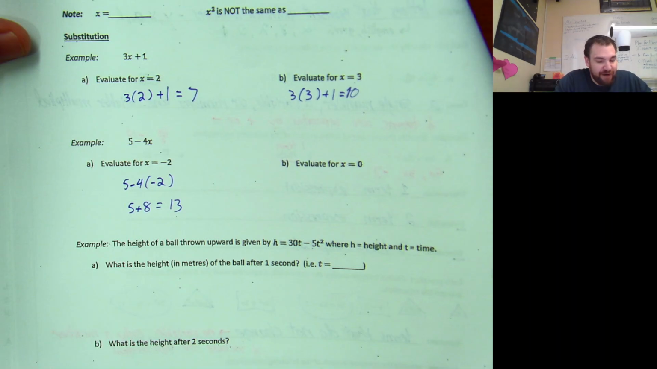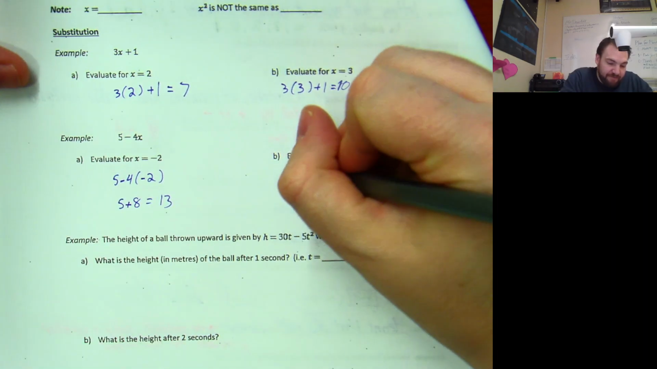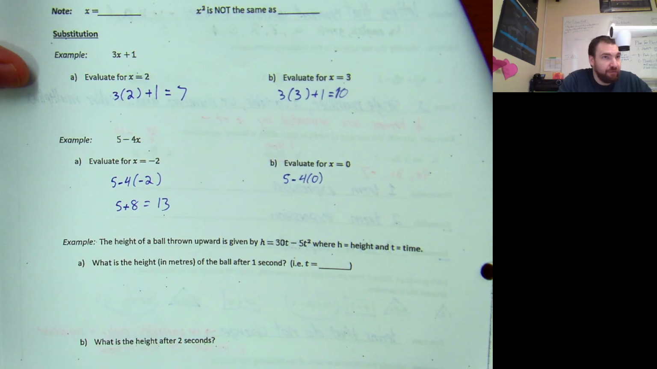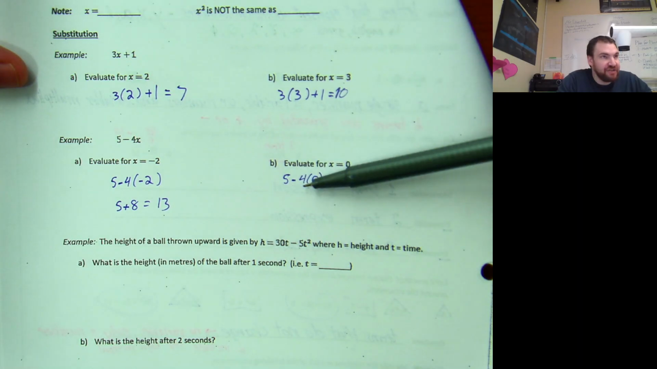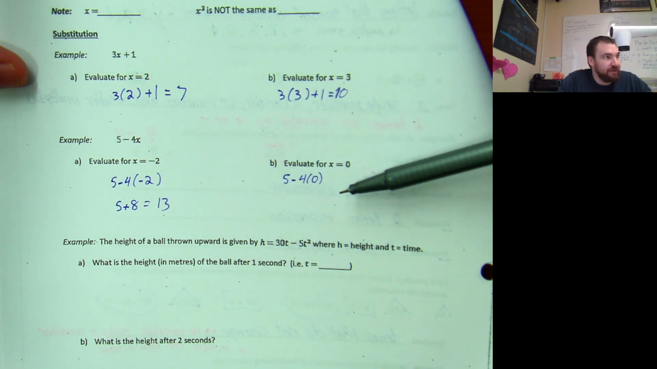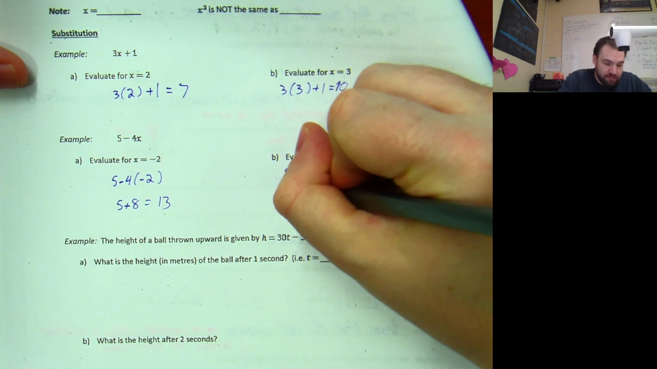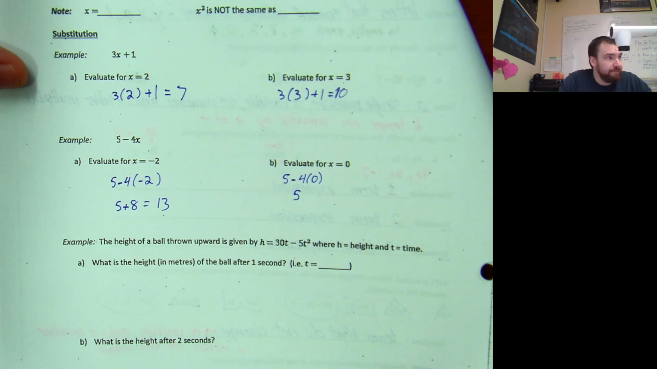And then evaluating that thing for x equals 0, what's that going to give me? It's going to give me 5. Right? Because I'm going to have 5 minus 4 times 0. What's -4 times 0? What's anything times 0? 0. So then I'm going to have 5 minus 0. 5 minus 0 is? If you're subtracting nothing. Cool.